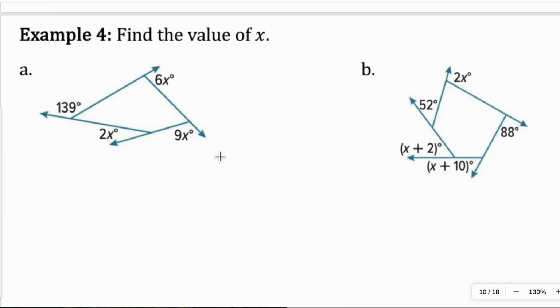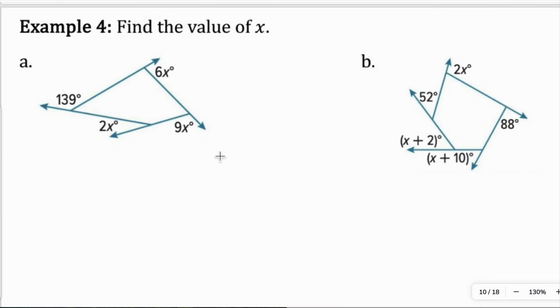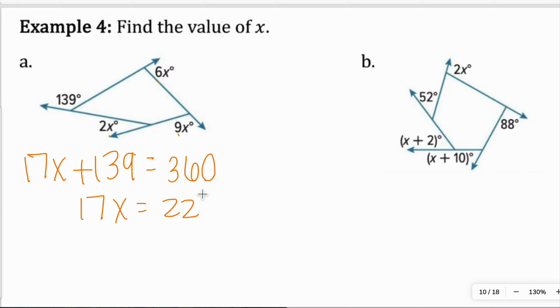Okay, so we're going to try one. We're going to try letter A together, and you're going to try letter B on your own. Let's go ahead and get started. I'm going to add the x's together: 2x plus 9x plus 6x will give me 17x plus 139 equals 360. Subtract 139 from 360, and we get 221. Finally, divide 221 by 17, and we'll get 13.